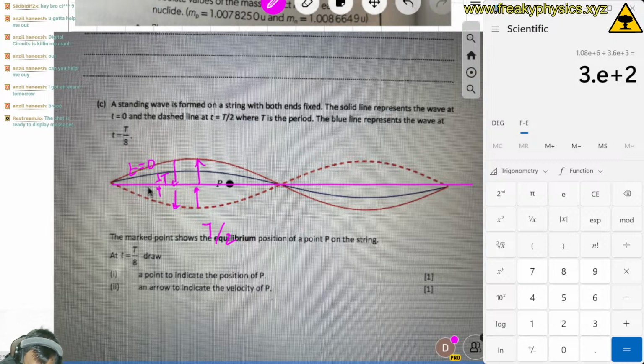So where would the position of P be at t equals T over 8? This is basically 1/2 of an arrow, 1/2 of 1/4. Right? So this means it should be here. So the position is right there. And which way is it moving? You can see that it's moving down. The whole wave is moving down at this stage. So the velocity of this particle is going to be going down.